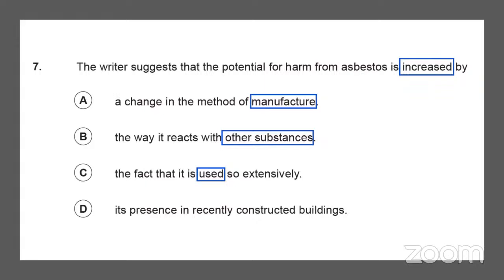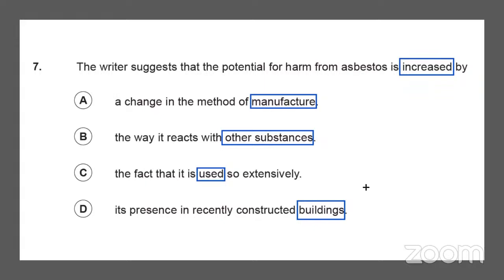Reacts. Reacts what? With other substances. Extensively. Extensively what? Extensively used. Recently what? Constructed. Constructed what? Buildings. So buildings is the keyword. So these are the keywords that you have to listen very carefully. Okay, what is it talking about? Is it talking about the manufacture? Is it talking about other substances? Is it talking about the usage? Or is it talking about buildings? These are the 4 different words.